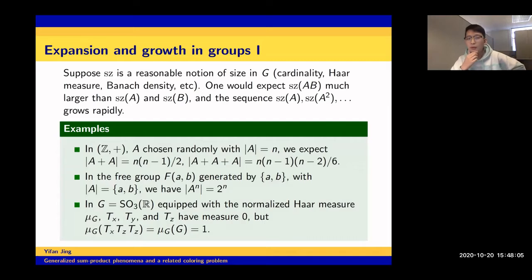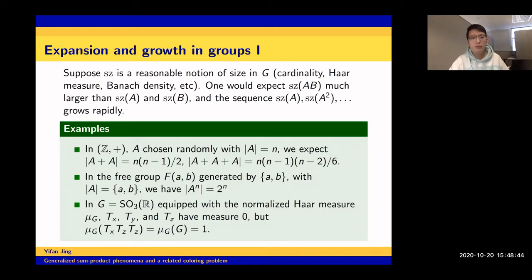Here are some examples. In the integer setting, if A is chosen randomly, then we expect A plus A to have size n choose 2, because we have low probability that a plus b equals c plus d for four elements in A. Similarly, A plus A plus A should have size about n choose 3. Also in a free group, in this non-abelian setting, if A is a generating set {a, b}, then the size of A to the power n is just 2 to the power n, because all the different words represent different elements in the group.